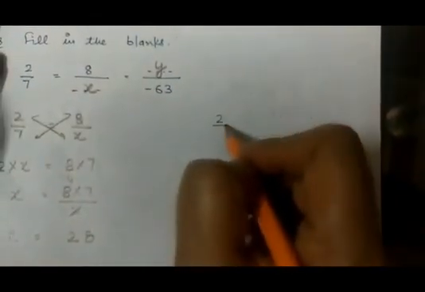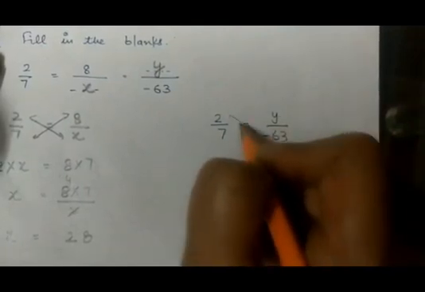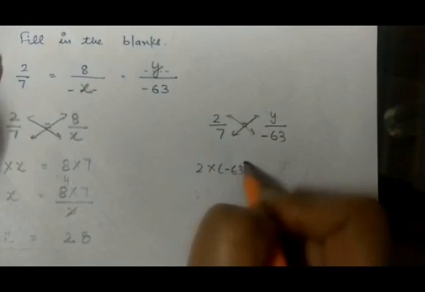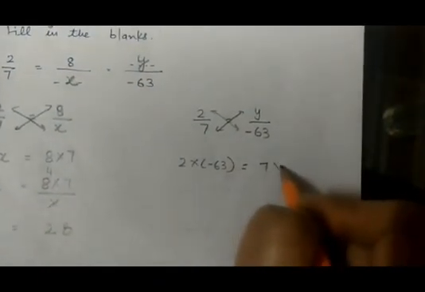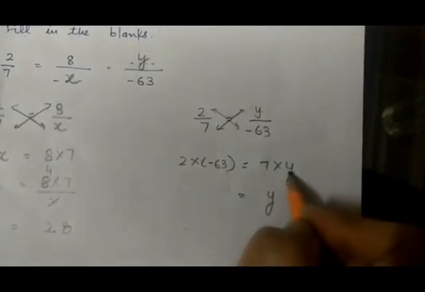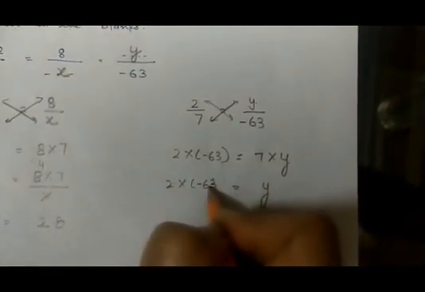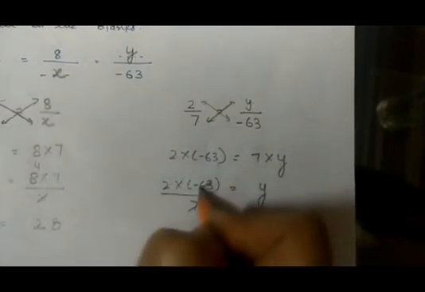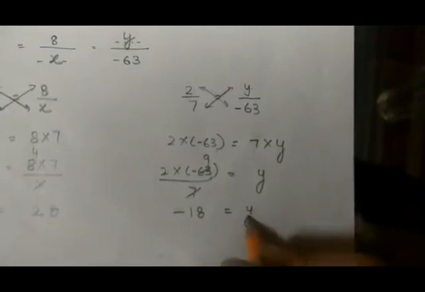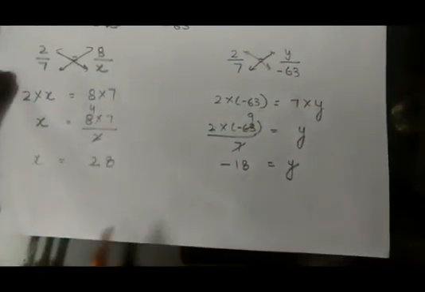Similarly, I am taking 2 by 7, y upon minus 63. Again the method is cross multiplication. 2 multiplied by minus 63 equals 7 multiplied by y. I need to find the value of y. 7 is in multiplication with y. It will go for division when I shift this 7 to the LHS. The value of y has come minus 18. So we have found the values of both x and y.